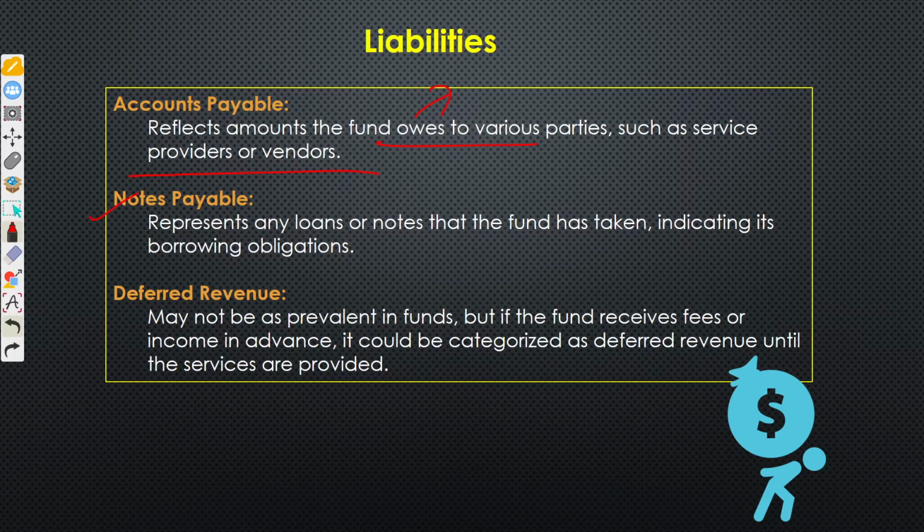Notes payable represent any loans or notes that the fund has taken, indicating its borrowing obligations. In India, it's not allowed to take a loan and invest, but in the US and UK it's common. So they can take a loan as well. A term loan, maybe a revolving credit facility, or they can directly approach banks to provide a loan against collateral, securities, stocks, previous investments or ongoing investments. So a fund can raise money through loans to mitigate their cash expenditures.